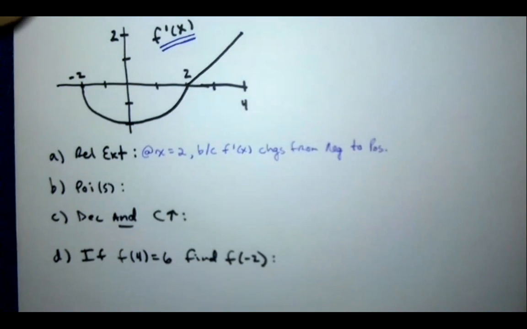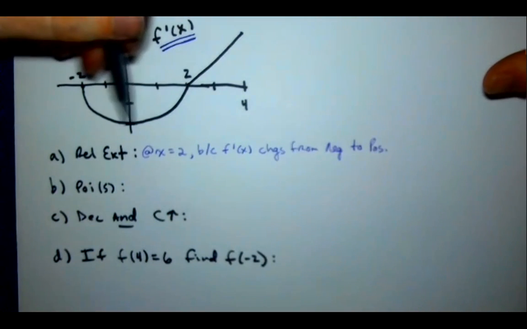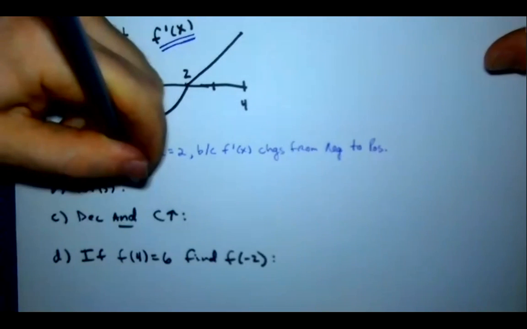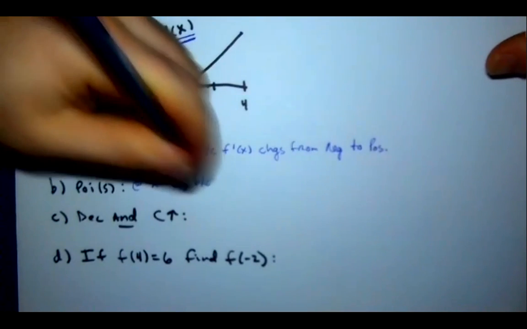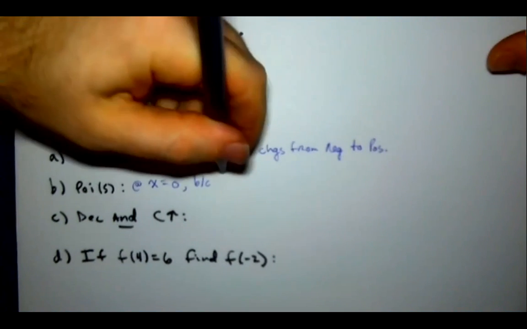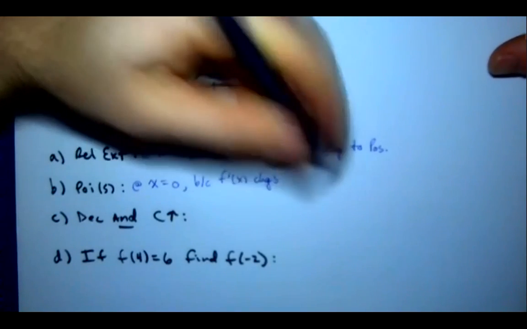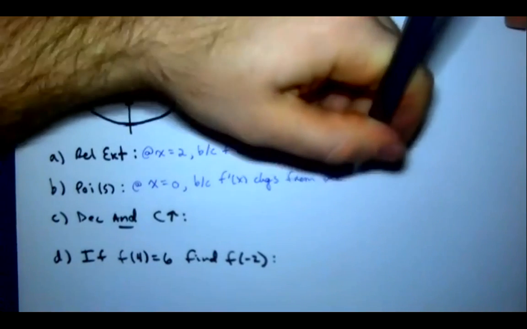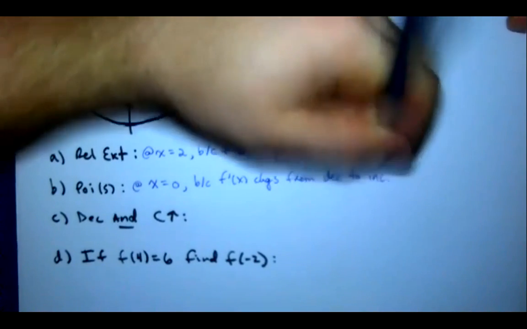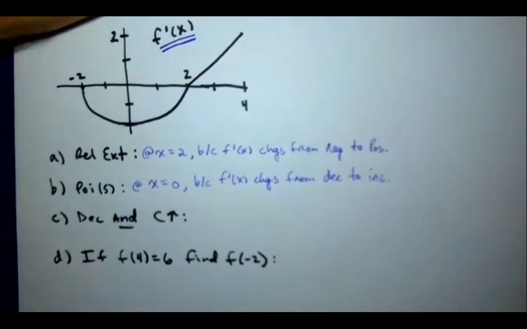All right, now points of inflection is what he started to describe. So that one's going to be the turning point of your derivative. So that one is at x equals 0 because f prime of x changes from decreasing to increasing. Okay.